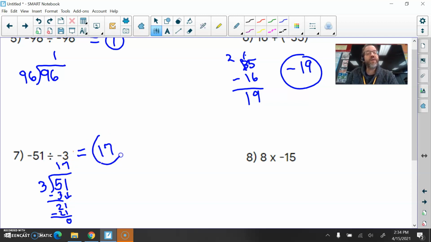I always like to look back at the problem to make sure I'm getting my sign correct. And it is positive because negative divided by negative would give us a positive result. The two negatives are going to cancel each other out.